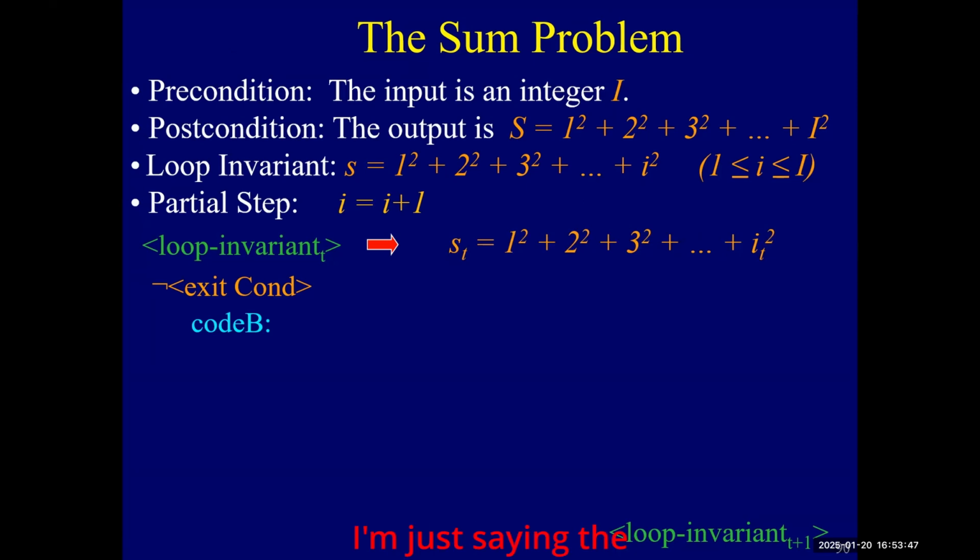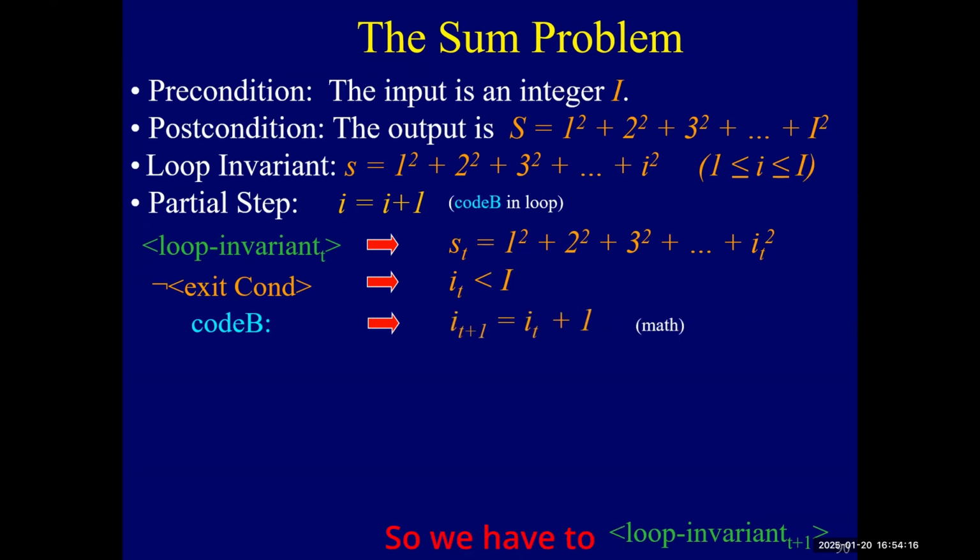I'm just saying the loop invariant is true at the top of the loop for the values at the top of the loop. What is the exit condition? It's probably something like this. We haven't exited. What's the code? Well, we have that code. I equals I plus 1, is that math? No, so we have to translate it into math. Everybody see how this tells me the relationship between the old values and the new values?